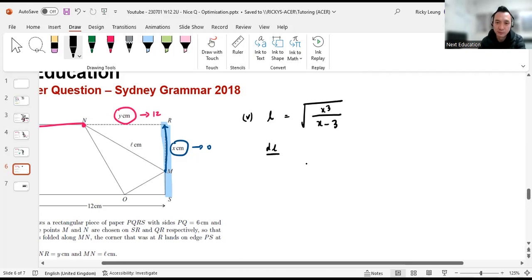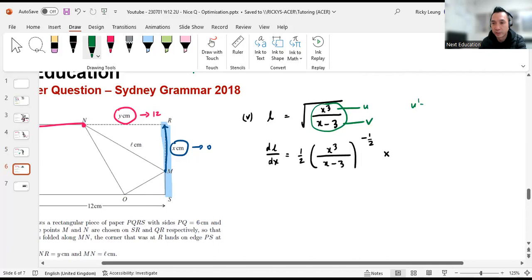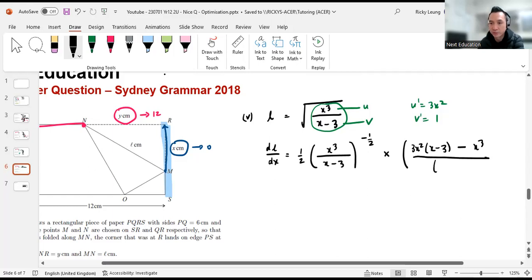So dL/dx equals, bring down the half, minus 1 to the power, and then multiply by the derivative of the inside. I need to actually do some work. If this was just the inside, this will be u, this will be v. I know that u dash is 3x squared and v dash is 1. So the derivative of the inside is a quotient rule: u dash v, 3x squared times (x minus 3), minus v dash u, so 1 times x cubed, all over v squared. That's the derivative. Let's clean it up a bit, because then I need to solve it.